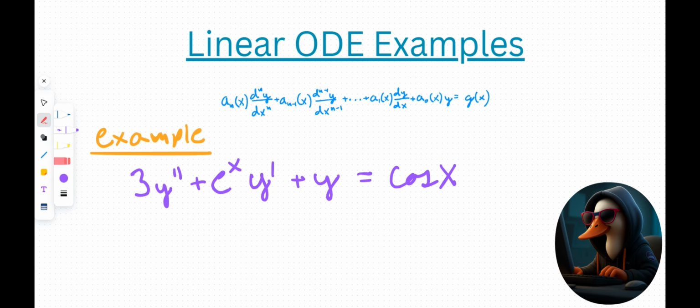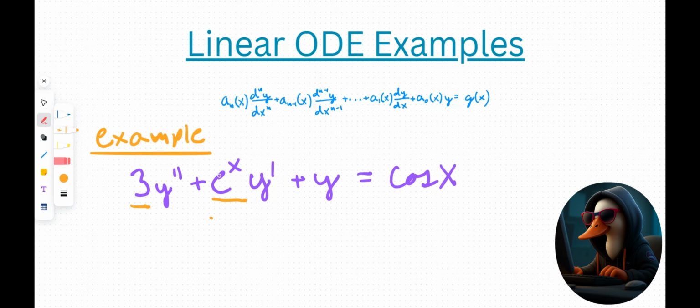For the next example, we've got 3y double prime plus e to the x y prime plus y equals cosine of x. Here we have our coefficient, which is 3. And one thing that we said is we're allowed to have constants for coefficients. So in this case, 3y double prime, no issue here. We have our coefficient e to the x.